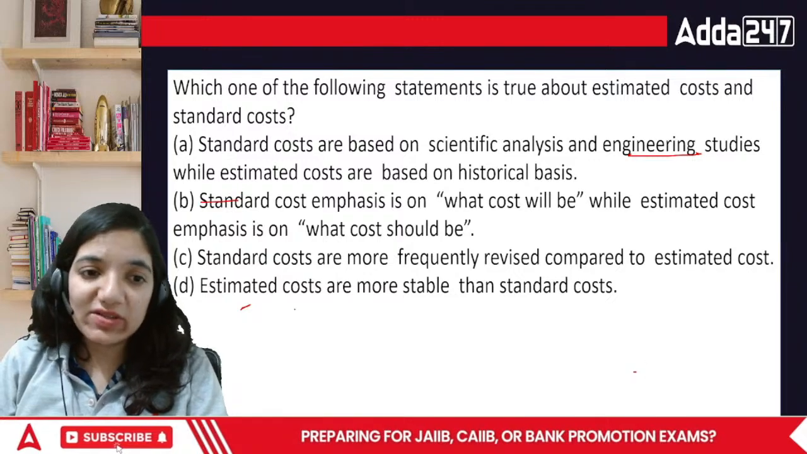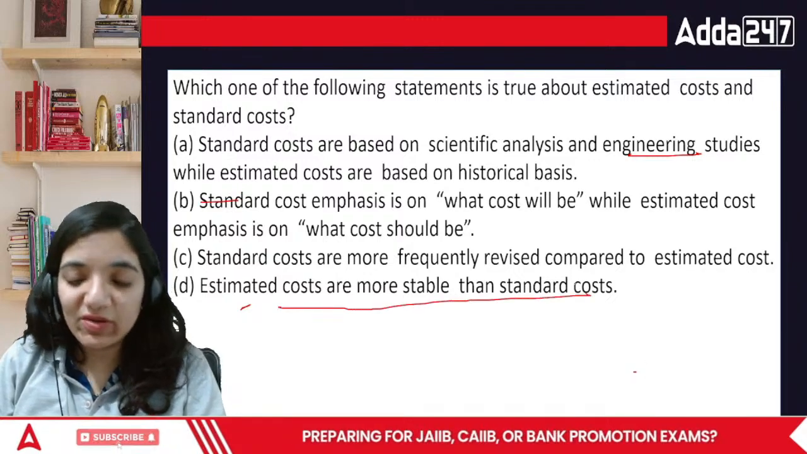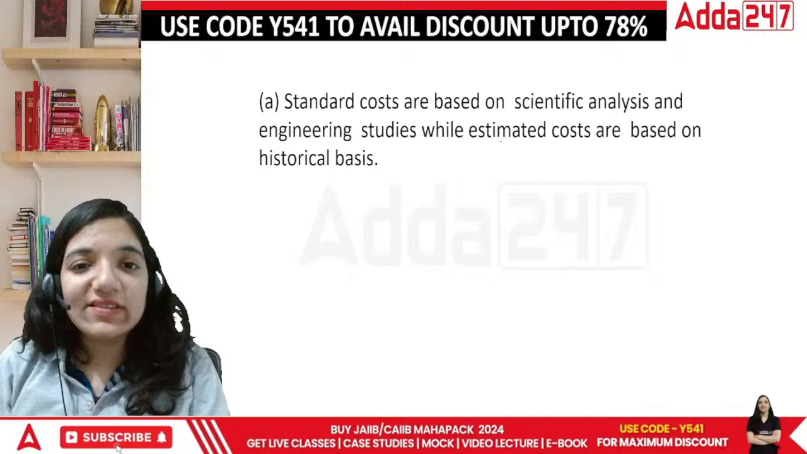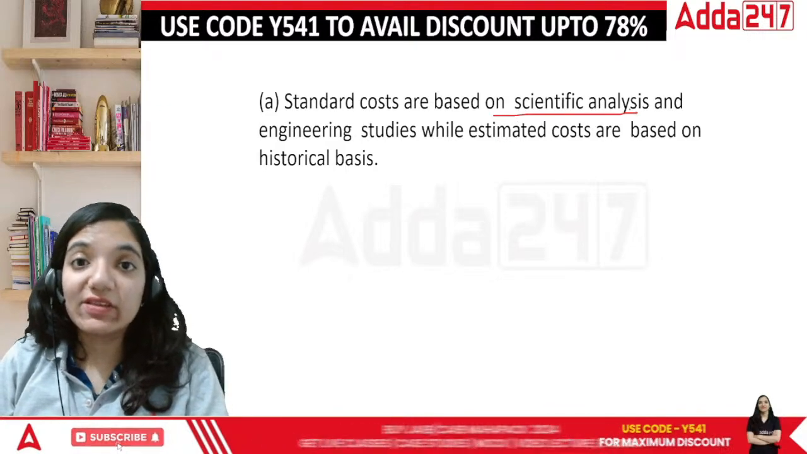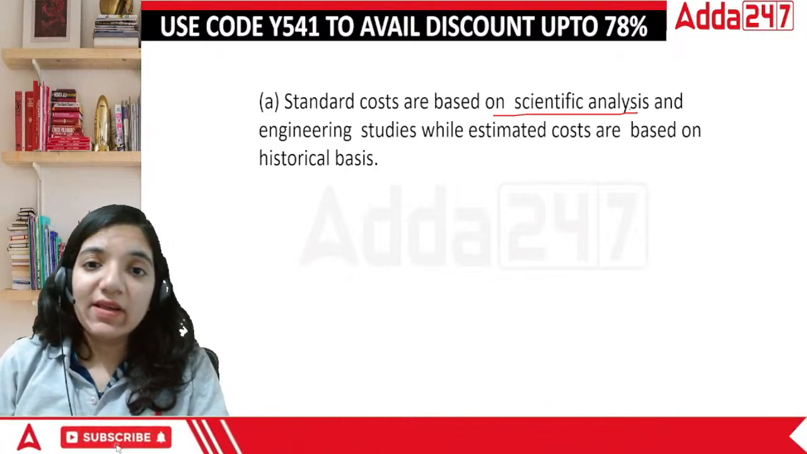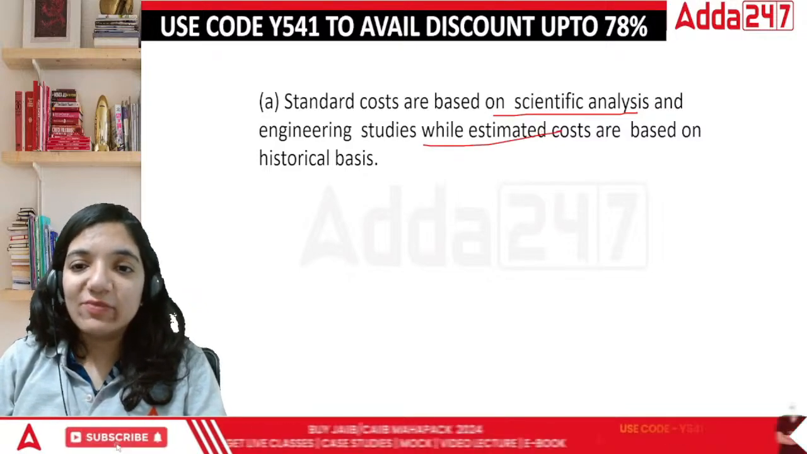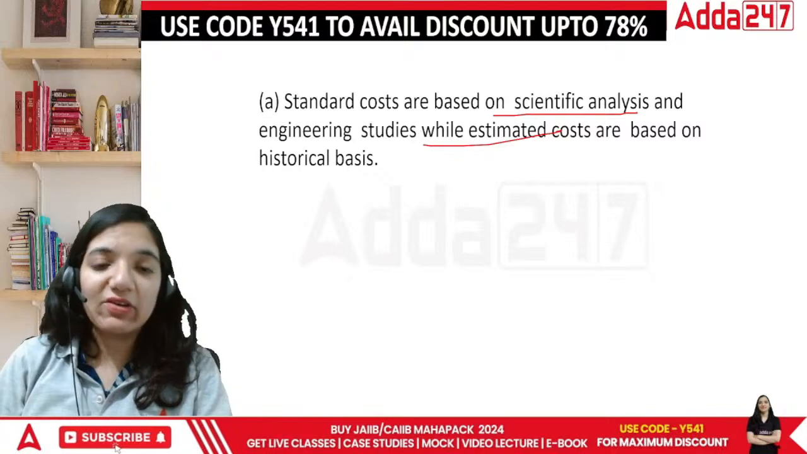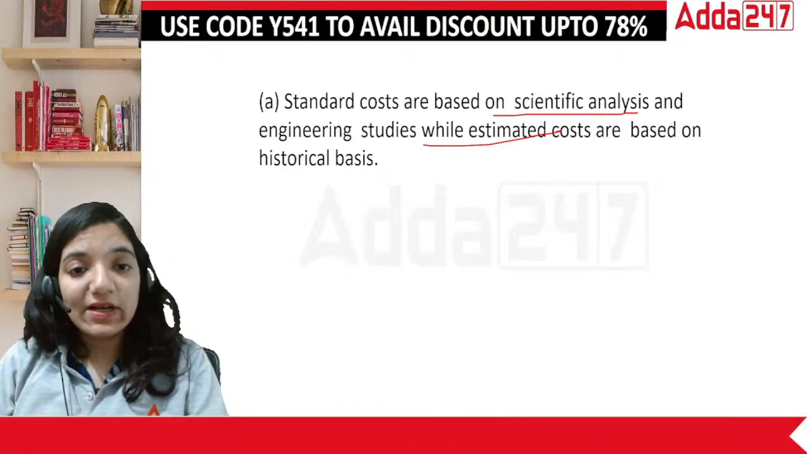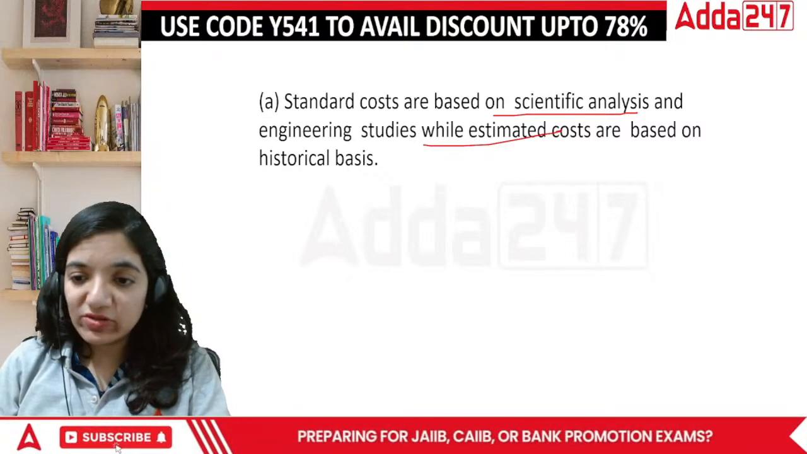Standard costs are more frequently revised, while estimated costs are more stable. In actual, standard costs are based upon scientific analysis. This is the one which should be, and estimated is which could be. This is based upon what happened in the past, and we are trying to find out what will happen in the future. Considering that part, we create our books of accounts.